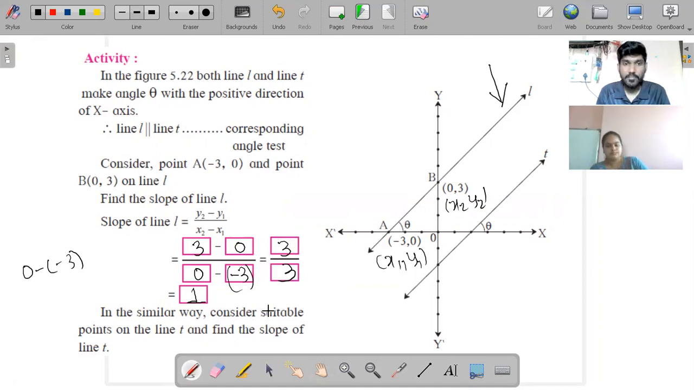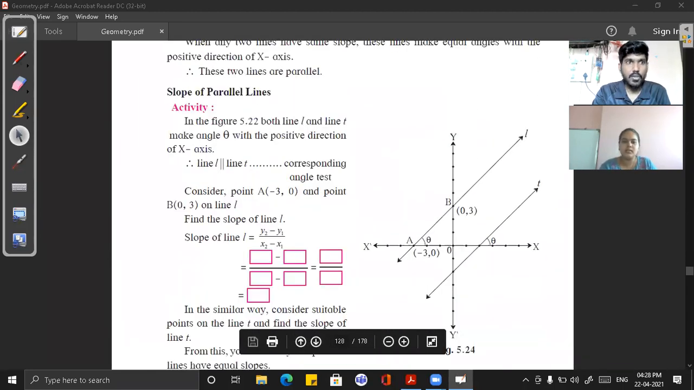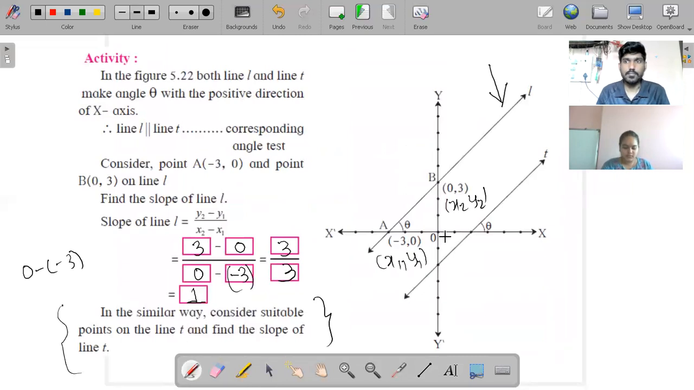Now what they have said is that this activity is not completed in the textbook itself. They just asked us to fill the boxes. So this last line, you do the same thing we did here, the same thing on this line, and you find out the slope. There also you will get 1. So both of the lines will have the same slope. Is this clear?